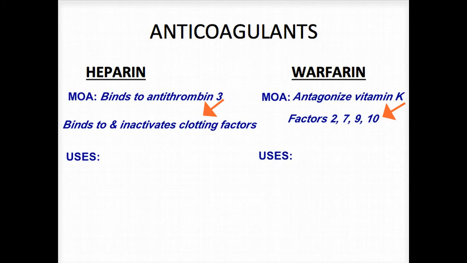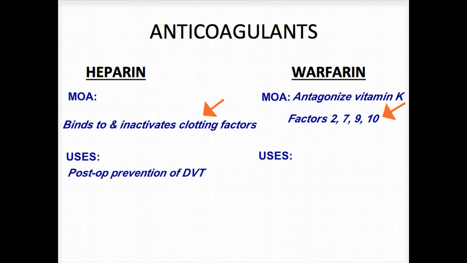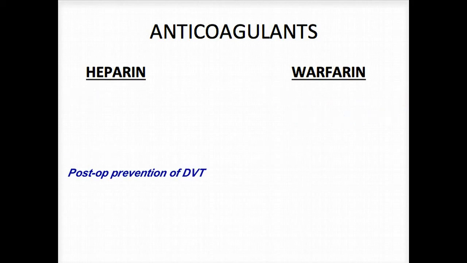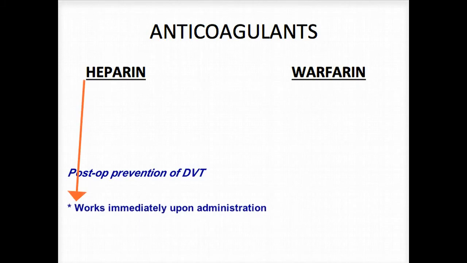Next up, what are the uses or indications of heparin and warfarin? Well, heparin, its use is for post-operative prevention of both DVTs and PEs. So we want to prevent a DVT or a deep vein thrombosis so that we don't subsequently develop a PE or a pulmonary embolism. Now, the important thing with respect to using heparin is to know that it works immediately. That's why we give it first. And this is going to be administered in IV format.